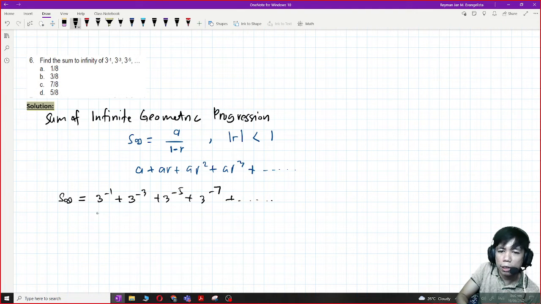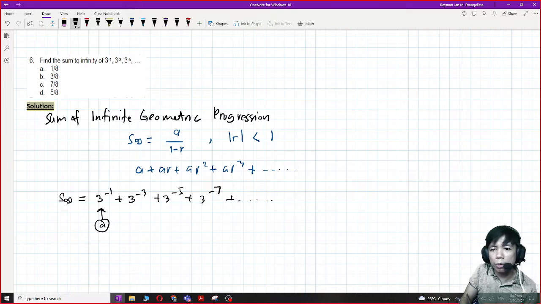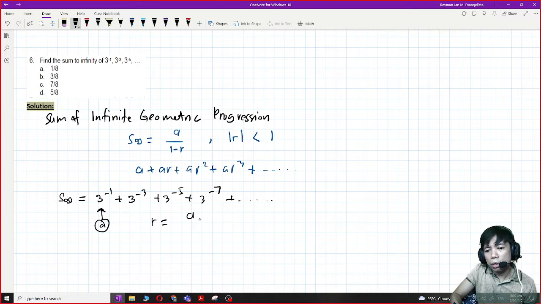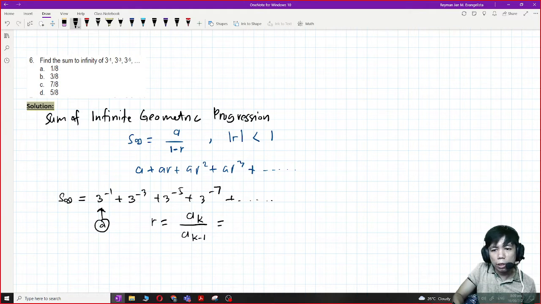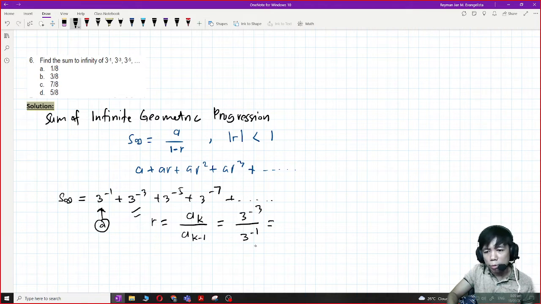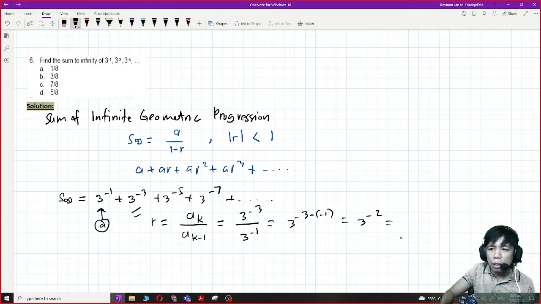So, the first term, guys, is this one, our A. So how do you get the common ratio? Just divide the successive terms. Remember, in a geometric sequence or progression, the common ratio is always equal to a sub K over the term before it, a sub K minus 1. For example, if you use the second term, 3 raised to negative 3, you use the first term, 3 raised to negative 1. So negative 3 minus negative 1 gives 3 raised to negative 2, which is 1 over 3 squared, so that is 1 over 9.